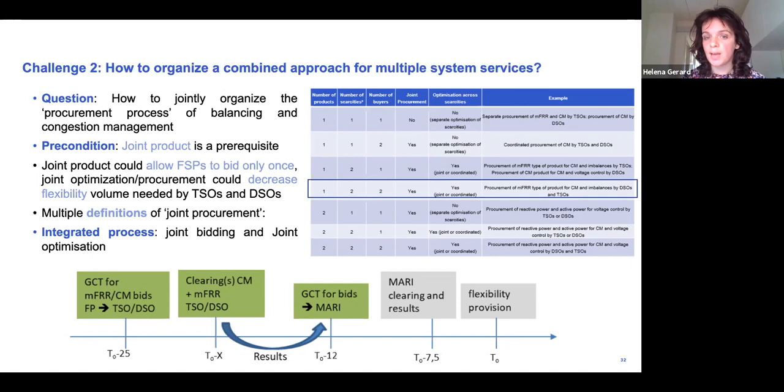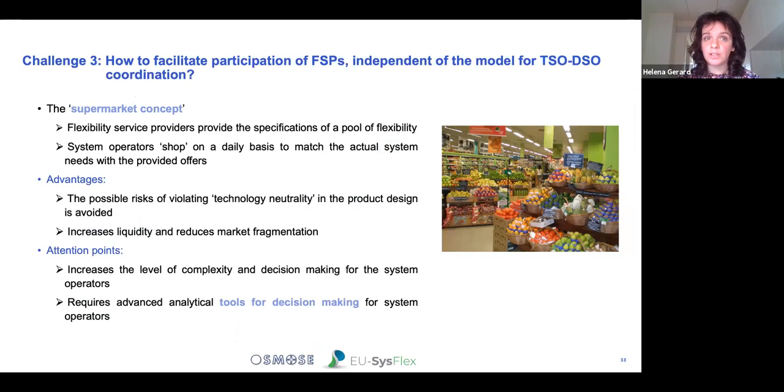Next slide. And then the third challenge was related to ideas to facilitate participation of FSPs. And there we developed a concept we call the supermarket concept. This is quite novel because here what we do, we abandon completely the idea of products for system services. In this case, flexibility service providers just provide specifications of a pool of flexibility, and system operators, they will just shop like in a supermarket on a daily basis to match the actual system needs with the provided offers.